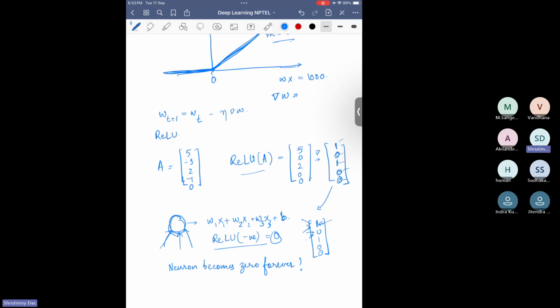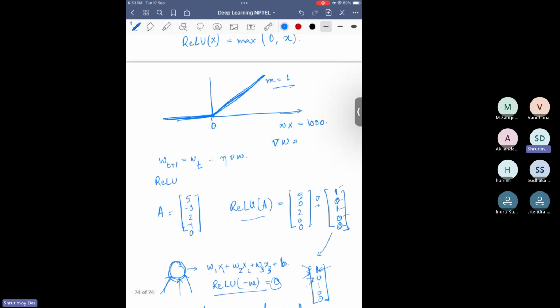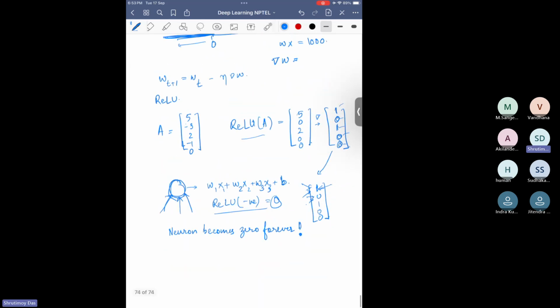So that is a problem with ReLU, and we have that problem because whenever something is negative, it becomes 0. So then people came up with different variations of ReLU, like leaky ReLU, exponential ReLU, or something called GELU, and those are different variations of ReLU.